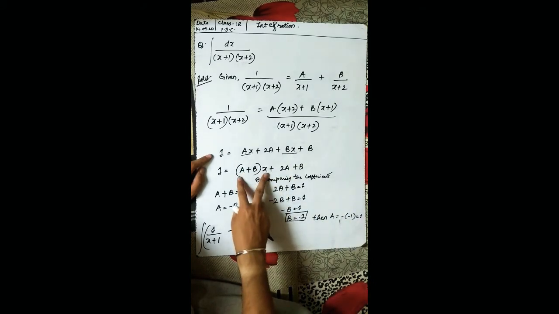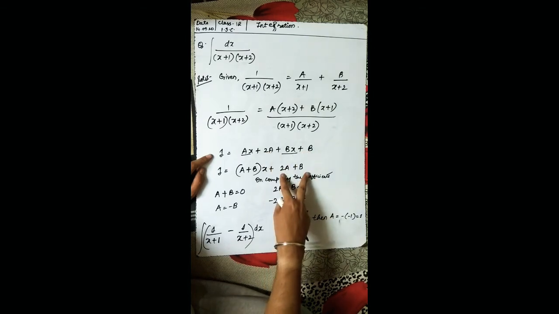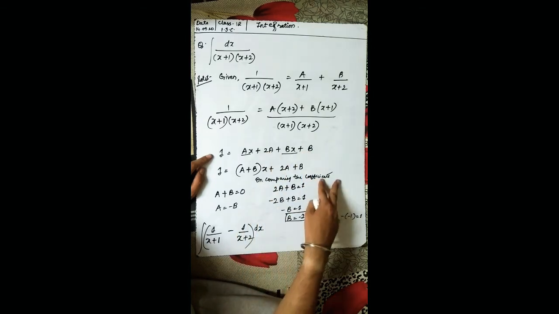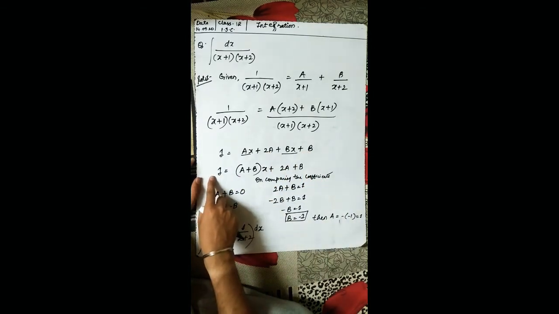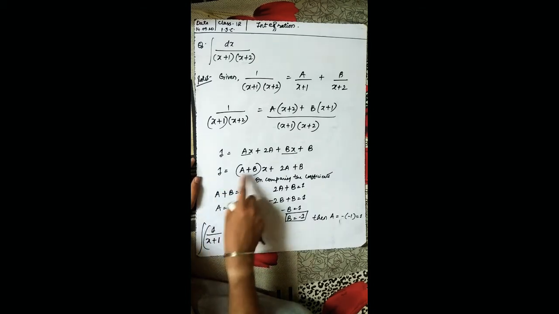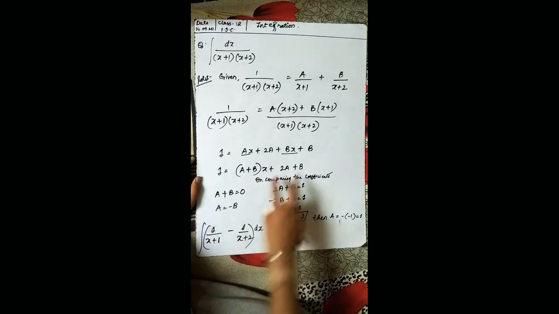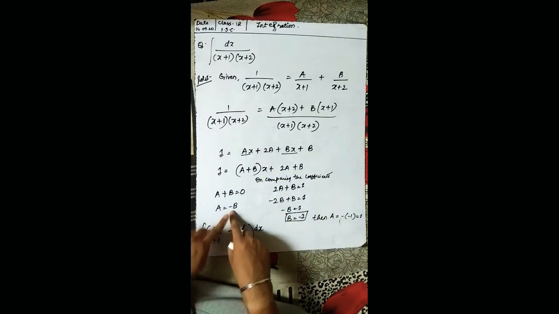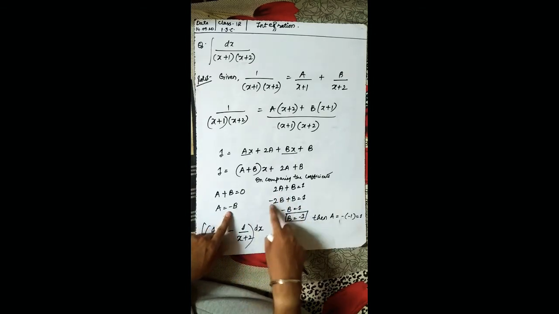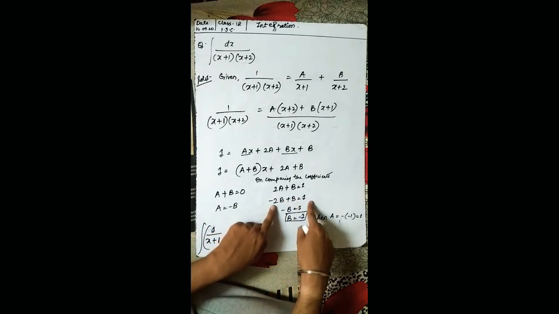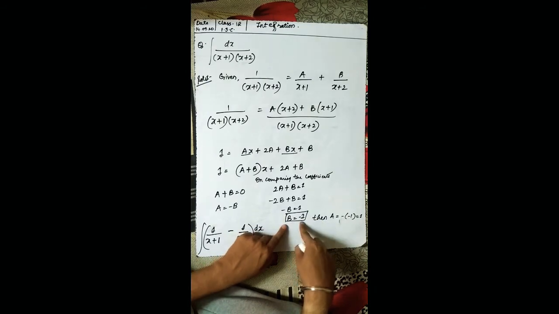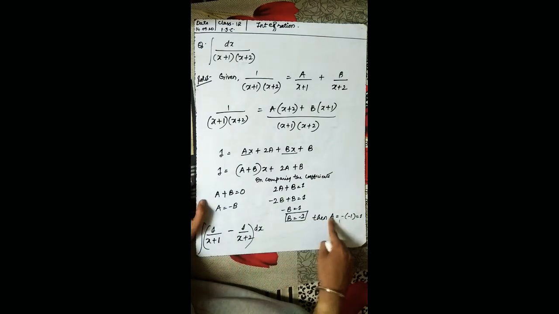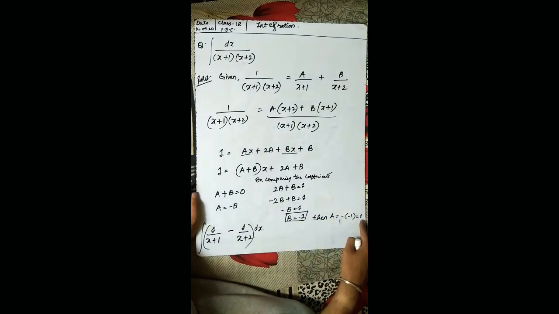From both I've taken x common, so 2a plus b here. On comparing the coefficients, do we have any coefficient of x here? No, so that is why a plus b equal to 0. And on comparing 2a plus b with this 1, take b that side, so a equal to minus of b. Substitute the value of a as minus of b: minus b plus b... equal to 1, so b equal to minus of 1. Similarly, a will be equal to minus of minus 1, that is 1.